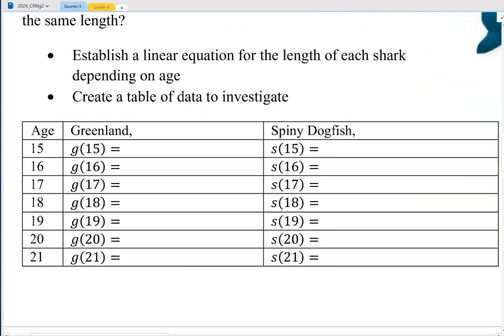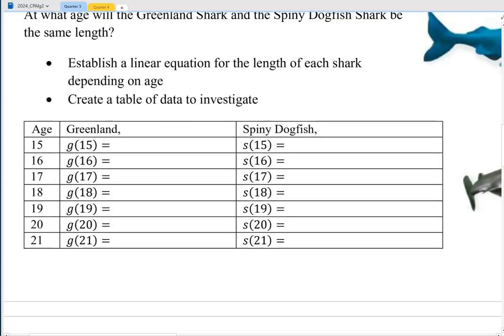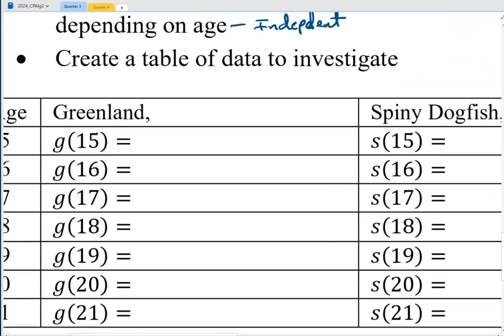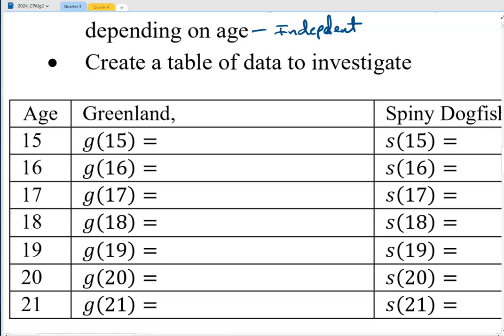So one of the first things that I recommend doing is establishing a linear equation for the length of each shark, and we'll let age be our independent variable. We say that that's the independent variable because if we supply the age to this equation, then we should be able to calculate the length of that shark. Age is what drives the length of the shark, so therefore age is our independent value.